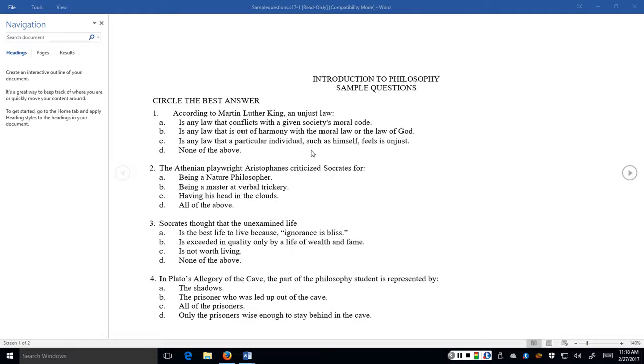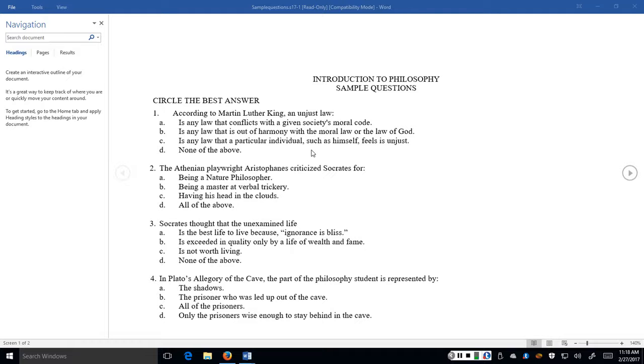And I don't know about B, well, what about C? Is any law that a particular individual, like King himself, feels is unjust? Is he saying that whatever we feel is unjust? No, I mean, he's got a broader, more objective view of what makes a law unjust. So the point is, if you could eliminate A or C, you could say, well, it's either B or it's D. And even if you didn't know that, now your odds are 50% of getting it right.